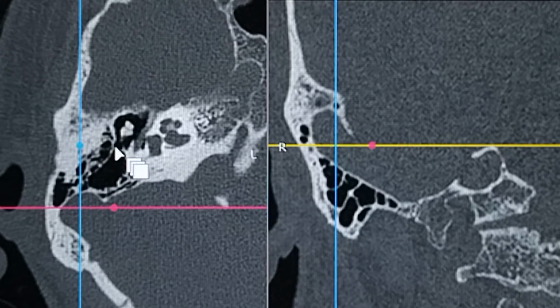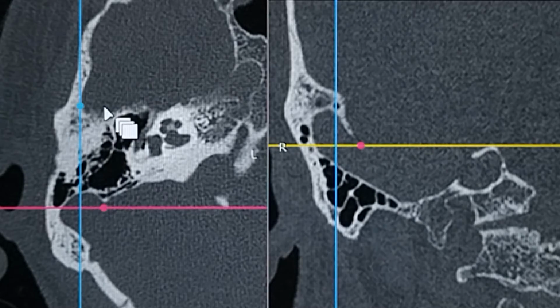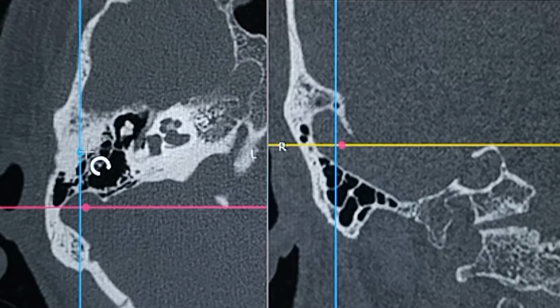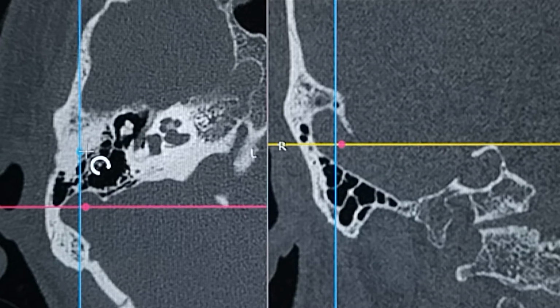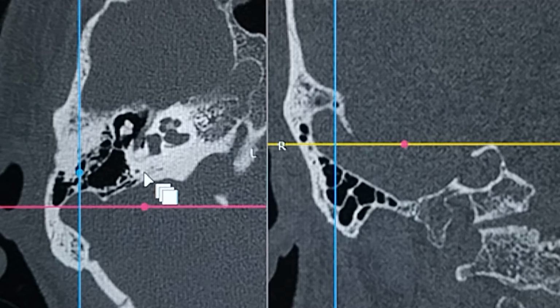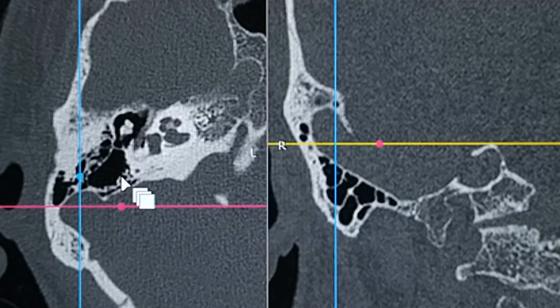So between line 1 and line 2, if the most prominent part of the sigmoid sinus lies medial or posterior to the area between line 1 and line 2, it is basically type 2 sigmoid sinus. And for type 3 and type 4, there's one more line placed from here to here. If it is placed between line 2 and line 3, it is a type 3 sigmoid sinus, and then type 4 beyond. Type 1 and type 2 are easy for surgeons, easily visualized, but type 3 and type 4 are dangerous while performing the surgery.